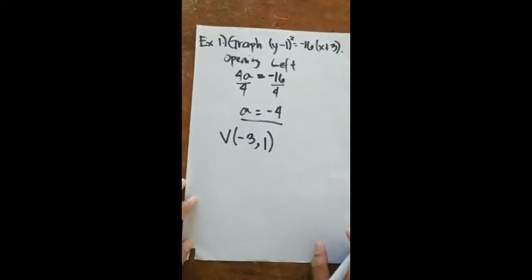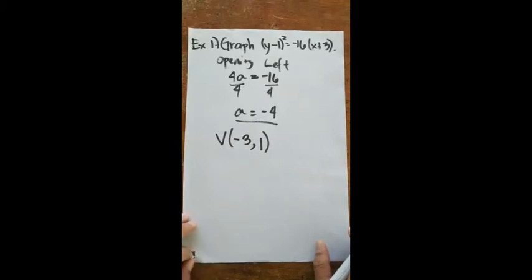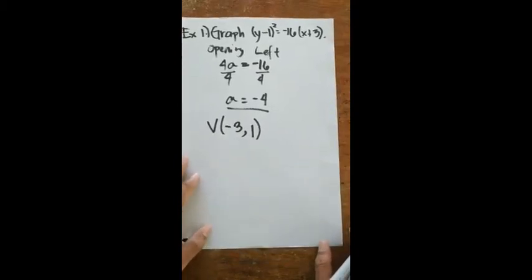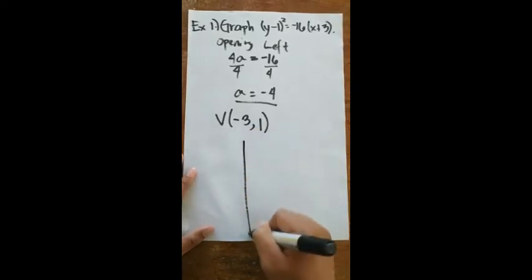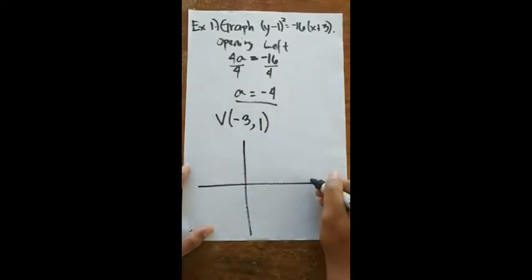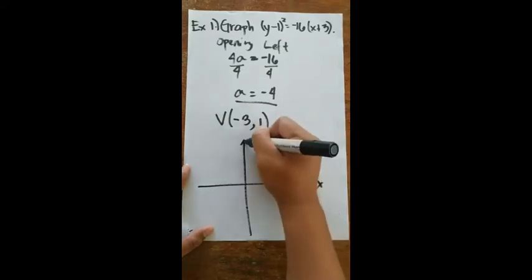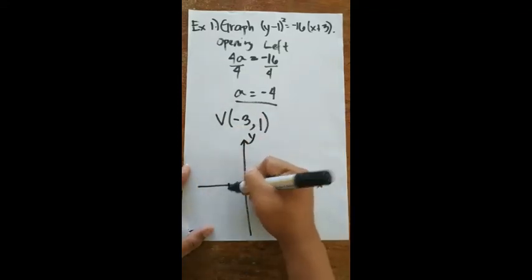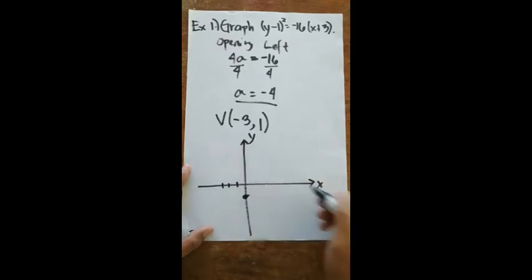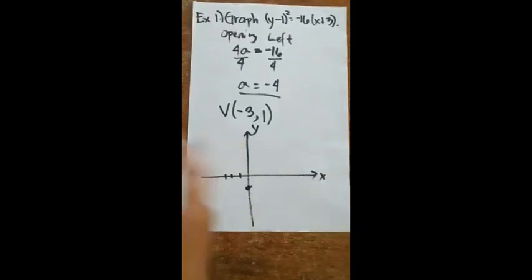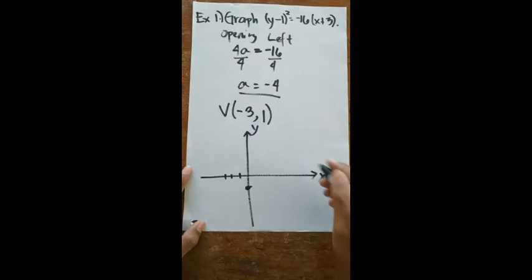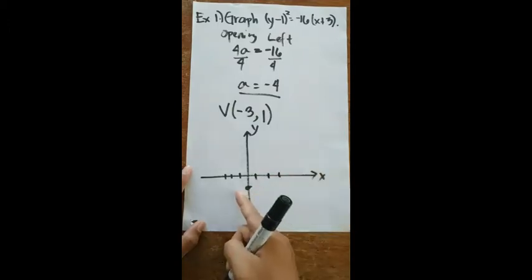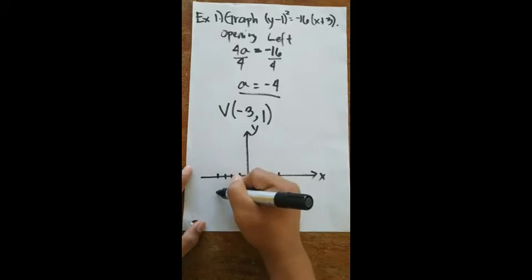Actually, there is already a table I included in the module for my students that shows the endpoints using these given values. But I don't want you to rely on that; I want you to really visualize this. So let's start graphing. We have vertex (−3, 1), and remember it's opening to the left. From this vertex we go 4 units: 1, 2, 3, 4. So this is the focus.